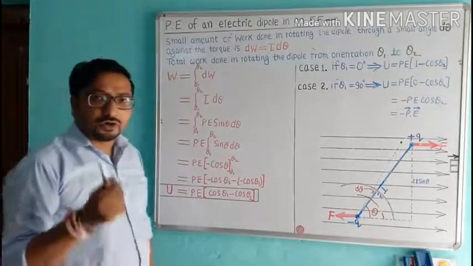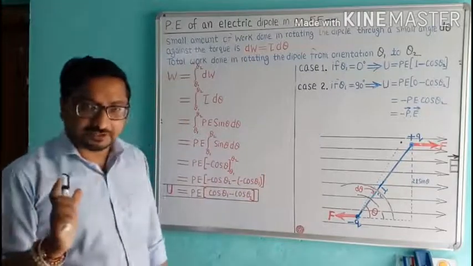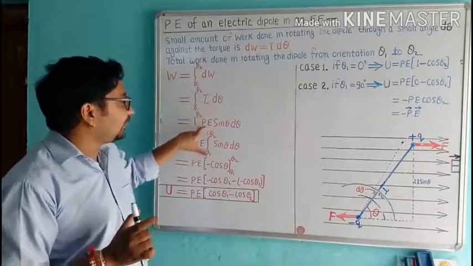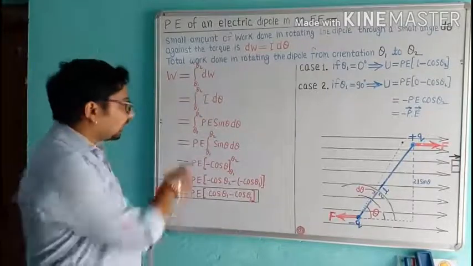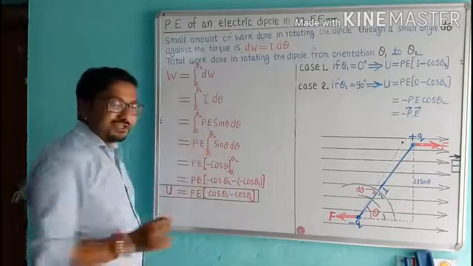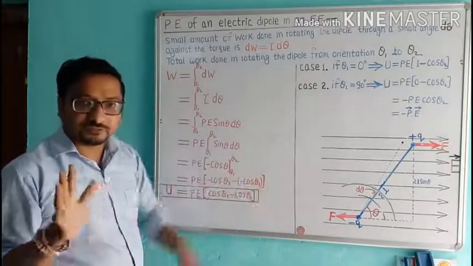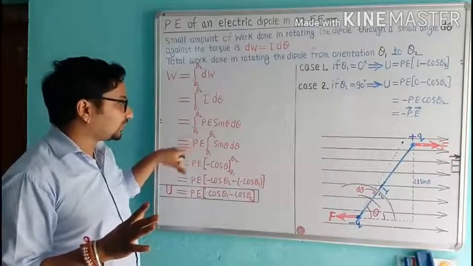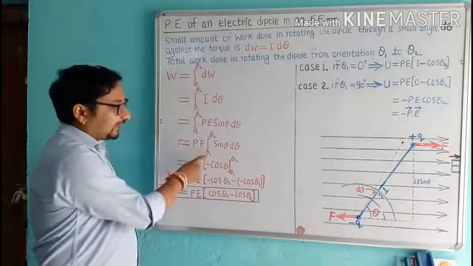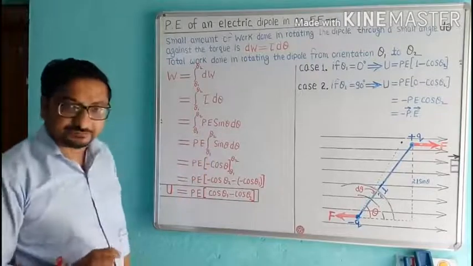Now tau is the torque on an electric dipole placed in a uniform electric field, and we know from previous discussion tau is equal to P E sin theta. P is the electric dipole moment, which is a constant term. E is the electric field, and since the electric field is uniform, P and E are constant terms. So it comes out: P E in bracket, integration from theta 1 to theta 2 of sin theta d theta.